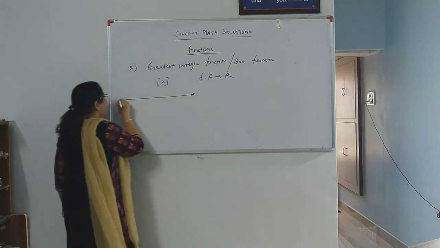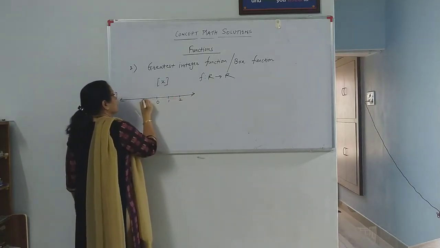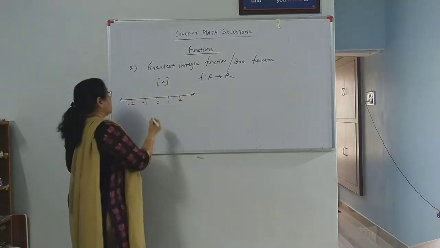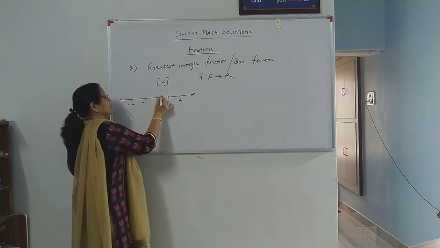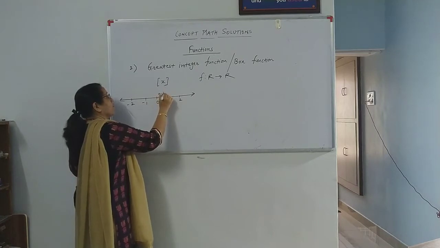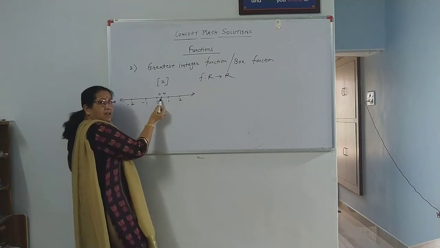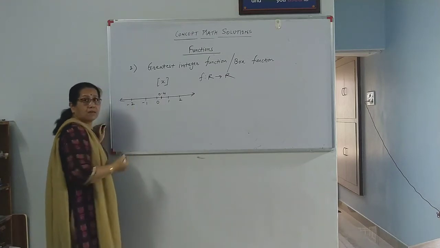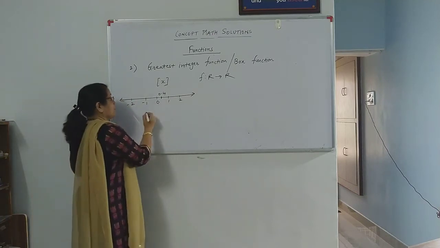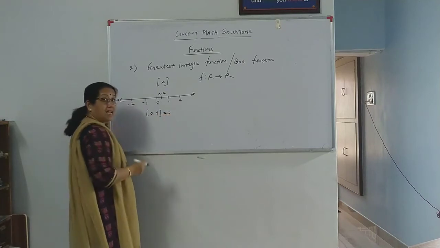Means what? See, the number line is the best help tool for us. Suppose I have 0.7 or 0.4 here. There are infinite integers less than 0.4. The greatest amongst those is 0. So the greatest integer of 0.4 is 0. Understand the function.